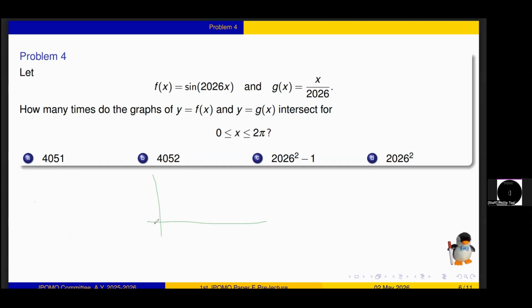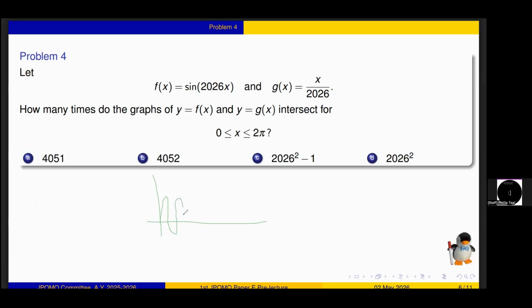Okay. So let's just try to first visualize how sine of 2026x would look. It's going to oscillate really fast, so I'm just going to try to emulate it as closely as possible. It's going to be something like this. It will oscillate constantly up and down, right?